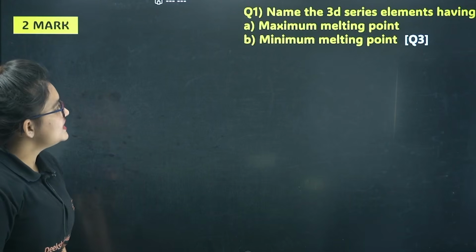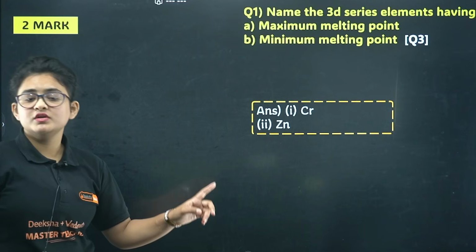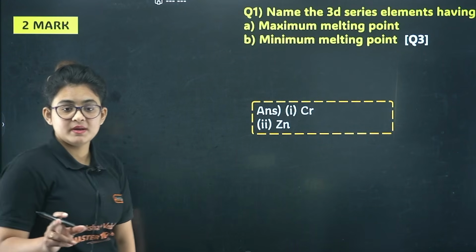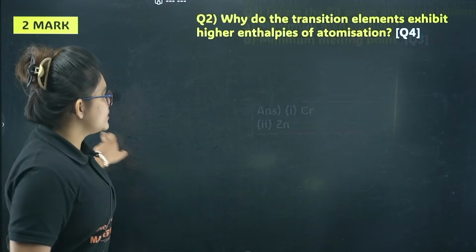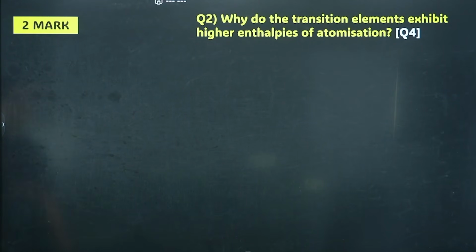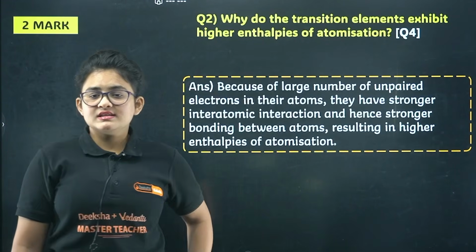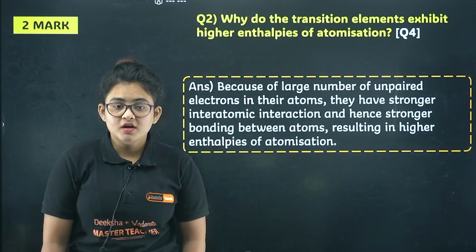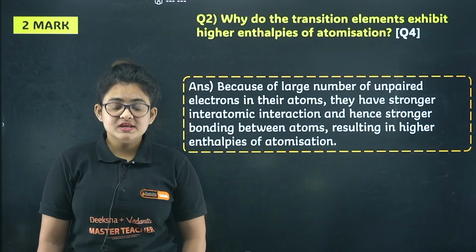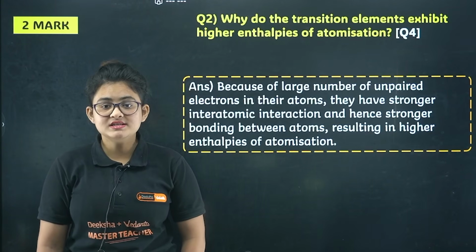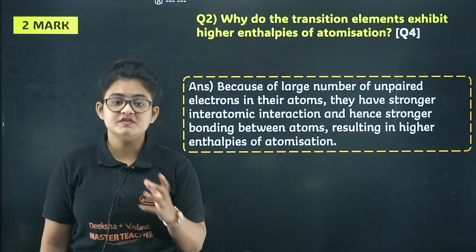Here, name the 3d series elements having maximum melting point and minimum melting point. Maximum melting point will be having chromium because of the presence of unpaired electrons, and minimum is zinc because it has no unpaired electron. Proceed. Why do the transition elements exhibit high enthalpies of atomization? So the reason is the number of unpaired electrons. They have stronger interatomic interaction because of the presence of unpaired electrons. As a result, their enthalpy of atomization, meaning to separate them into individual atoms, becomes very difficult.